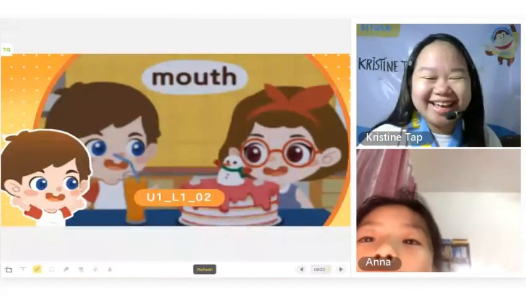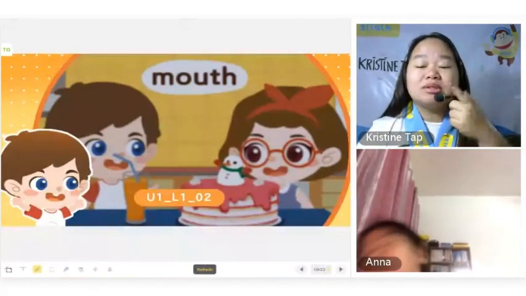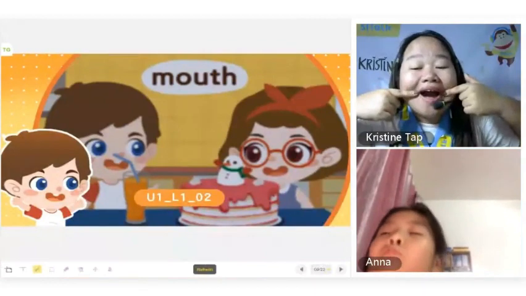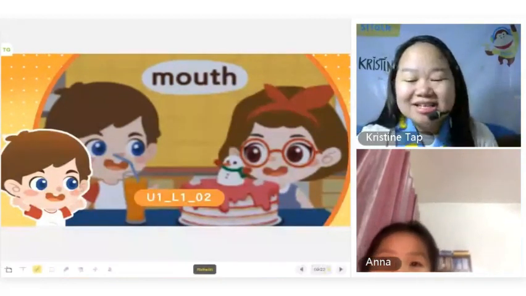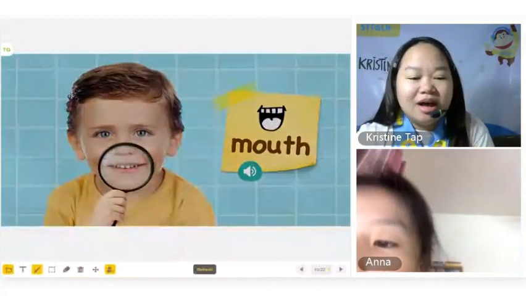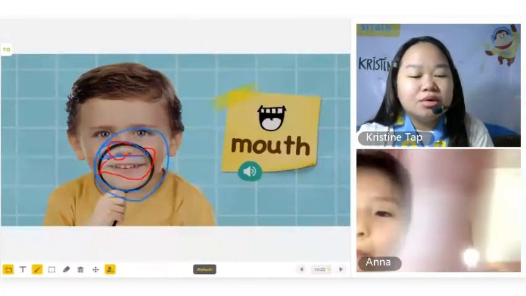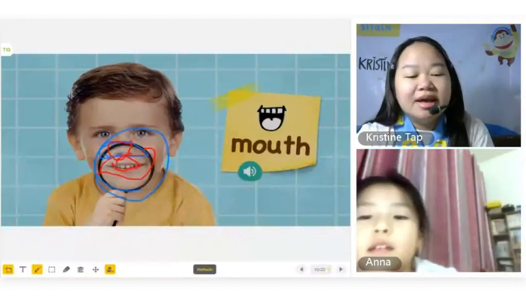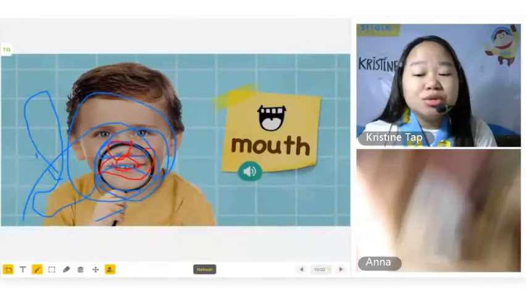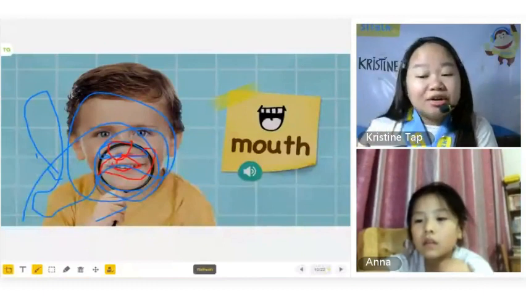Mouth. Okay. Very good. So the word is mouth. So where's your mouth? This is my mouth. Yum, yum, yum. Okay. Mouth. Okay, this is the boy's mouth. Very good. This is the nose, teeth, and the mouth. So don't forget the nose and the mouth. You can use your nose to smell, and you can use your mouth when you are going to eat.